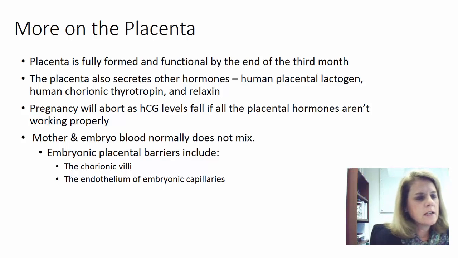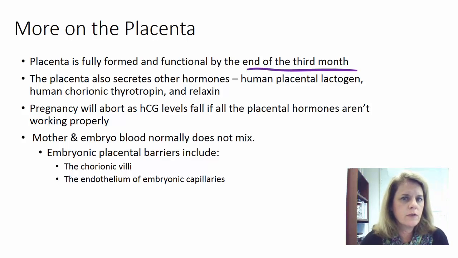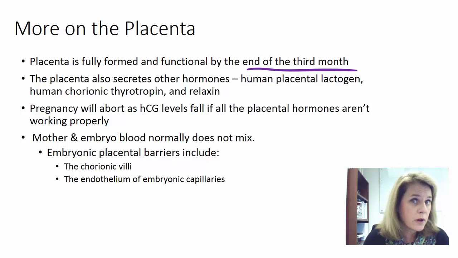So the placenta is going to be formed at about the end of the 3rd month. At the end of 3 months, you should have a fully formed placenta, and it's really doing all the job now for the fetus. It's really the lungs for the fetus. It's the digestive system, delivering nutrition to the fetus. It's getting rid of waste products from the fetus. So it's doing a lot of work for the fetus at this point.